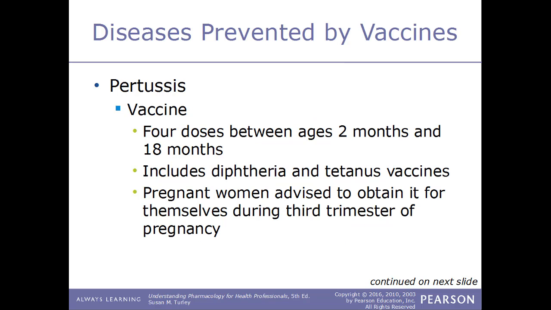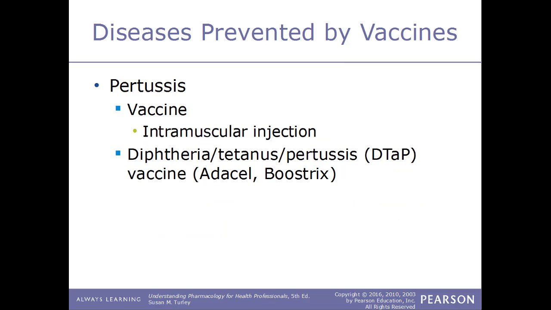The vaccine for pertussis is given in 4 doses between the ages of 2 months and 18 months. And this is included with the diphtheria and tetanus vaccines. And pregnant women are advised to obtain it for themselves during the 3rd trimester of their pregnancy. And this is given through an intramuscular injection. And so this vaccine, the DTaP, is also known by its trade names Adacel and Boostrix.